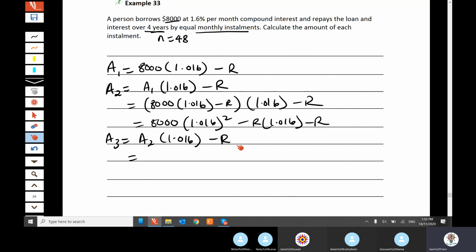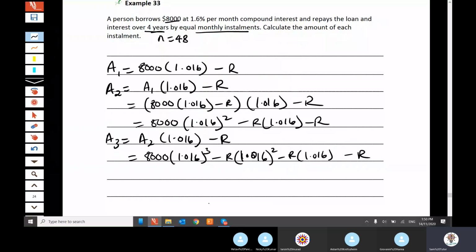Here we go. 8,000 times 1.016 cubed, minus R times 1.016 squared, minus R times 1.016, minus R. Anyways, you'll know if you're doing it right because you can see it starts to decrease. True? Okay.